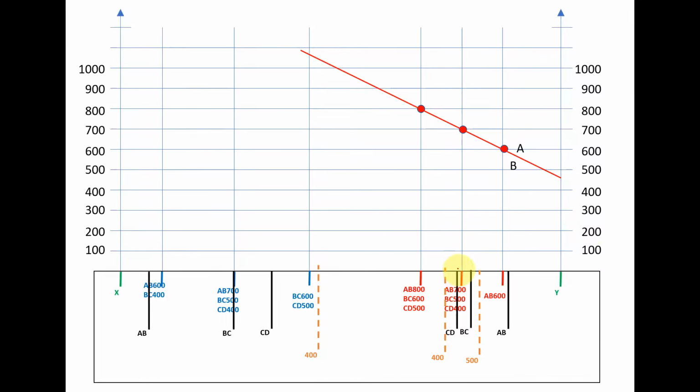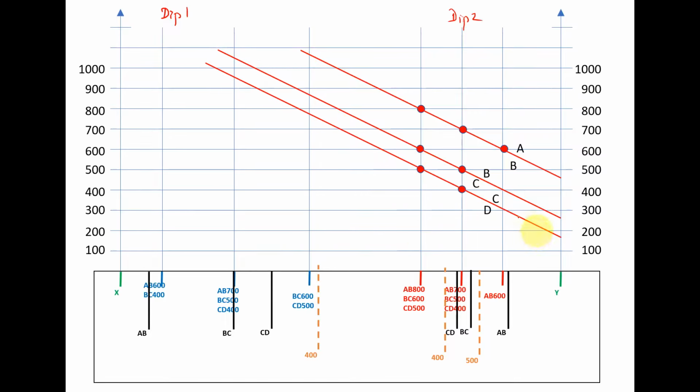Then we have BC 500 at this 500 line and along this strike line. Then BC 600, we'll join them. We get our junction BC. Now all these red lines that I'm showing here, this is for dip 2. Similarly, we'll be having AB junction and BC junction for dip 1 also, as you can already see here. Then we plot CD 400, CD 500, we draw a line. That will be our junction CD.